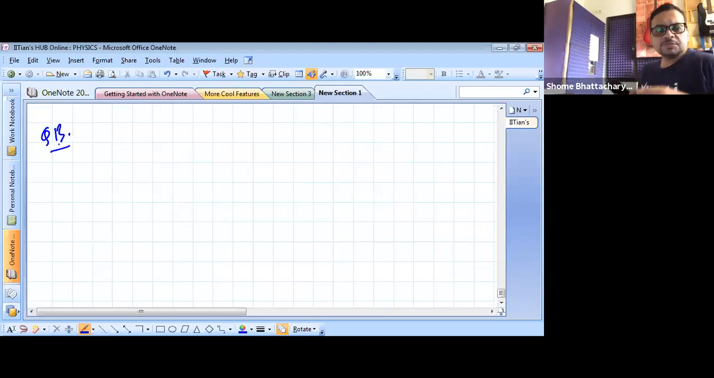In 13th, if I remember, there is a correction in the answer key. I'll just verify and tell you. But let's go through the question first.